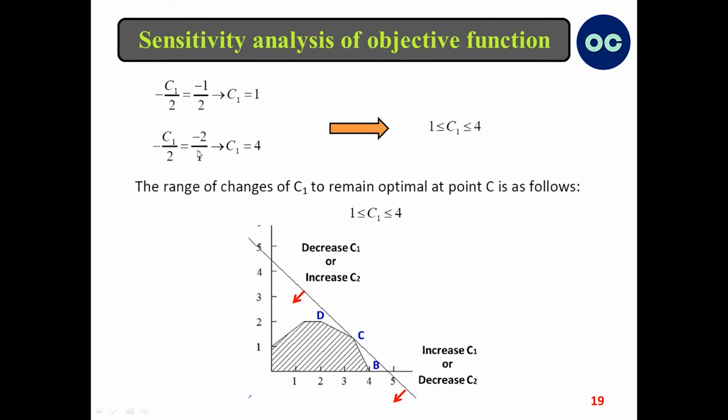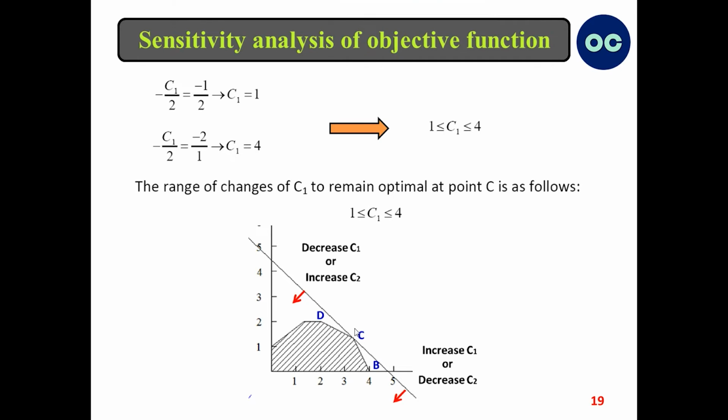Thus, we can find the minimum value of C1 using the following relationship. Likewise, the maximum value of C1 to maintain the optimality at point C can be calculated here. So, the range of allowable change for C1 to retain optimality in point C is between 1 and 4. When C1 is equal to 1, the optimal solution will be either point C or D. We have multiple optimal solutions.